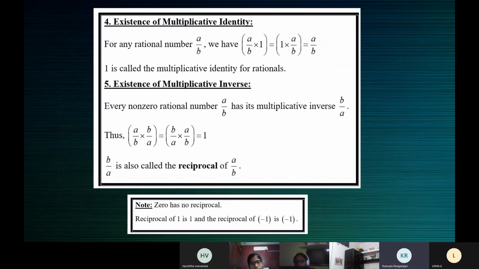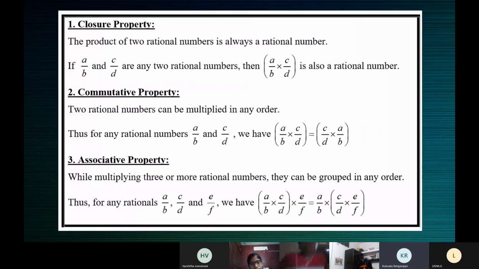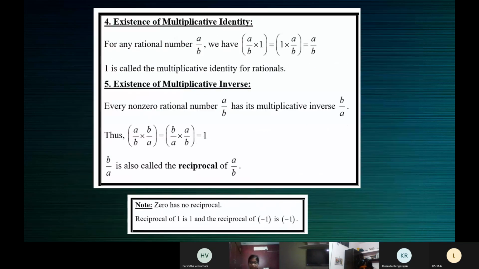Multiplicative identity. I hope all of you took a screenshot of this one. Yes, ma'am. So, existence of multiplicative identity.